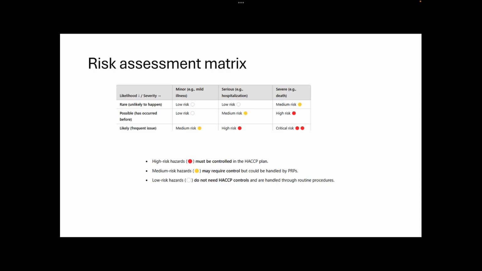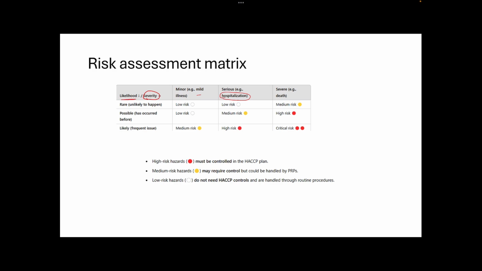So risk is a combination of how much harm something can cause and how often it will occur. So this is a risk assessment matrix. What is the severity? How much harm can a hazard cause? It could be mild, maybe a mild illness, or it could be serious, where it could cause hospitalization, or it could be severe, where it could be a person getting permanently disabled, or even death.